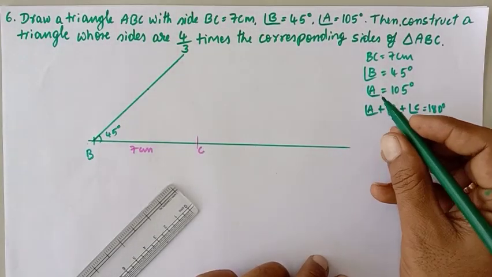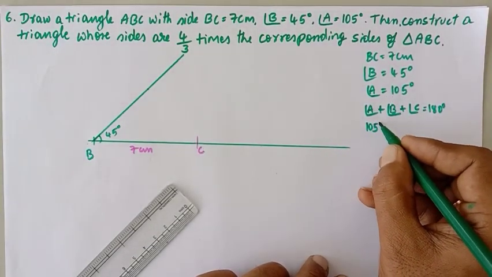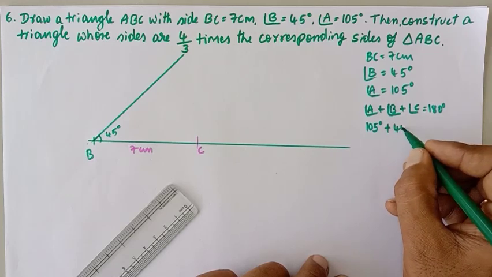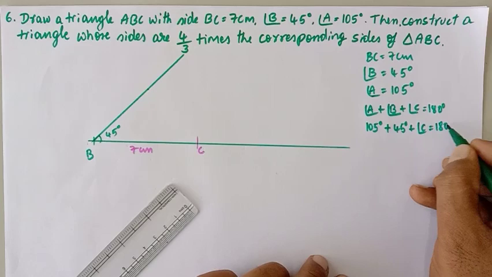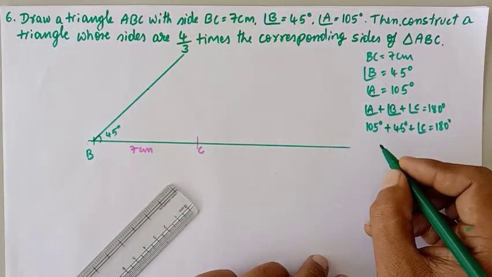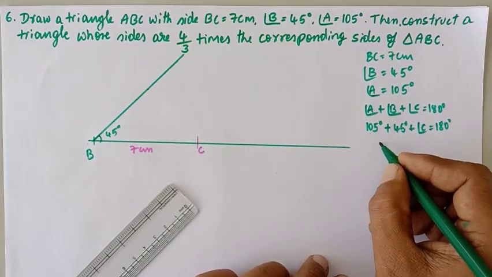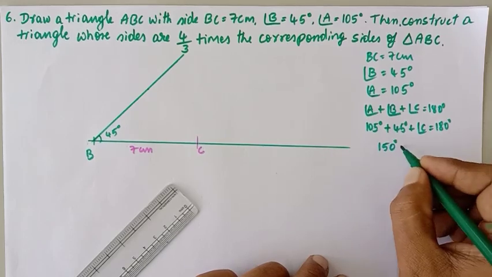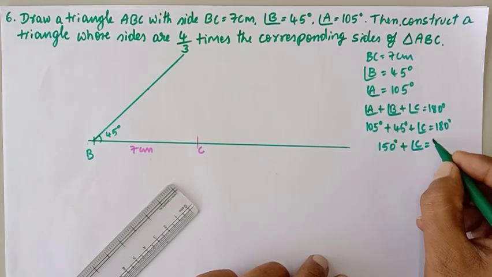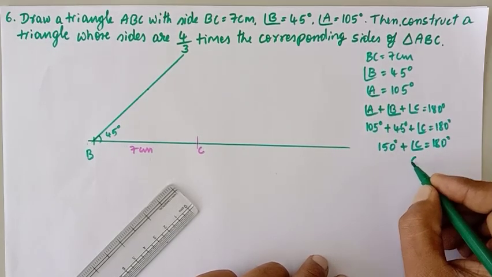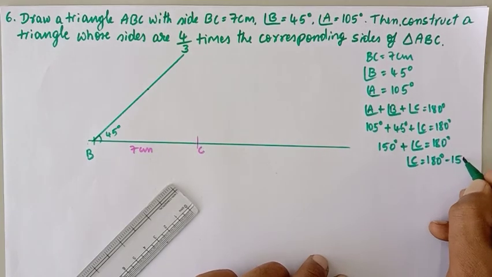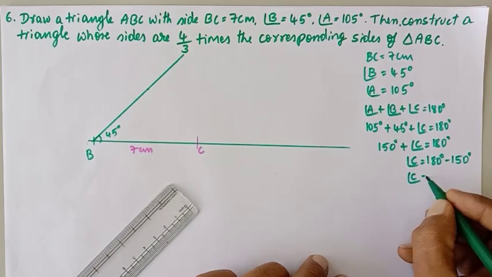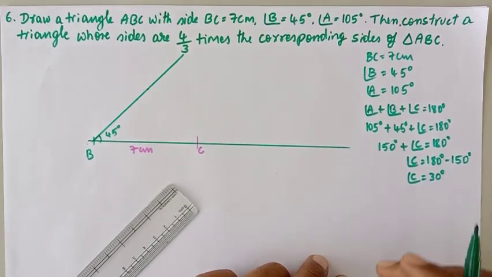180 degree. Angle A is equal to 105 degree. Angle B is equal to 45 degree plus angle C is equal to 180 degree. So if we add these two angles, we will get 150 degree plus angle C is equal to 180 degree. So angle C is equal to 180 degree minus 150 degree. So angle C is equal to 30 degree.